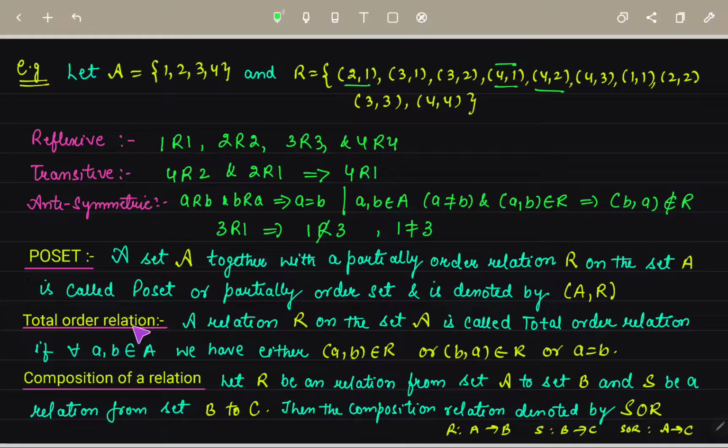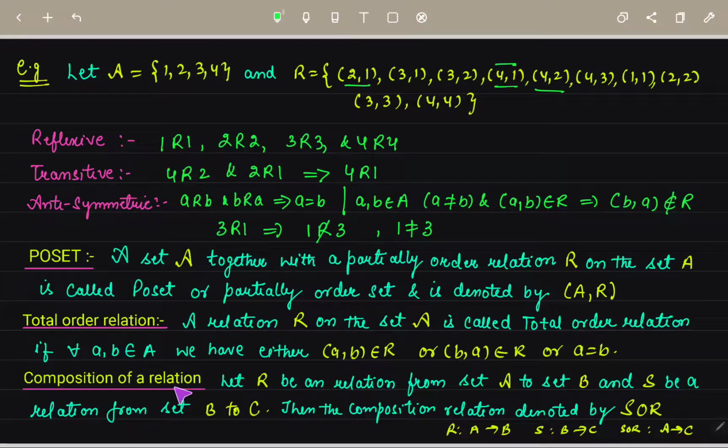Next is the total order relation. So a relation R on the set A is called total order relation if for all a, b in A we have either A is related to B or B is related to A, or we can say A is equal to B. So if a relation satisfies either of these conditions, we can say that the relation on that set is a total order relation.